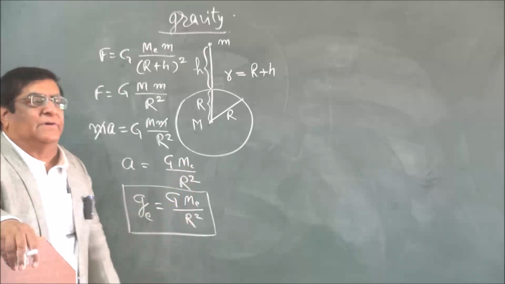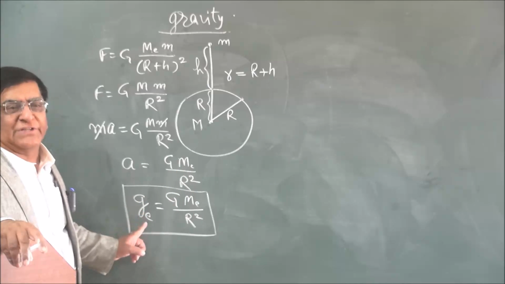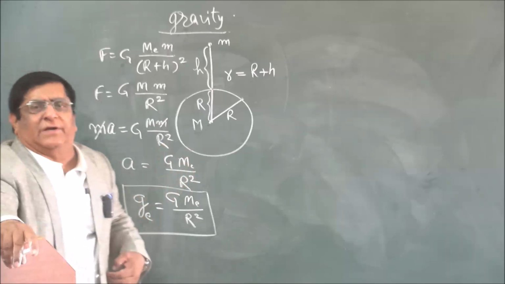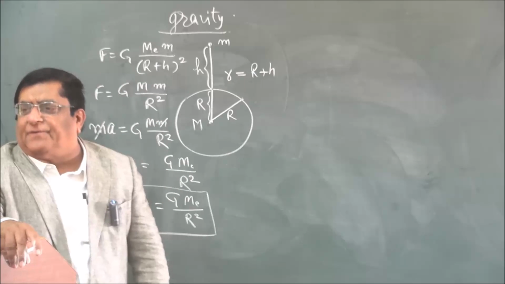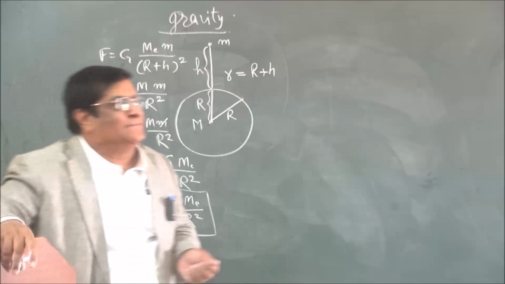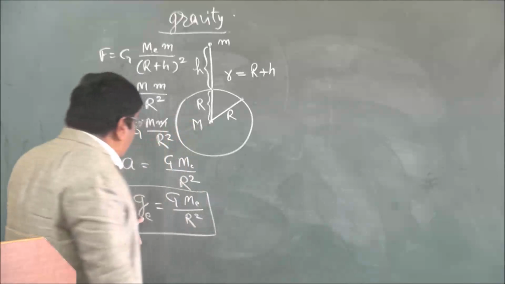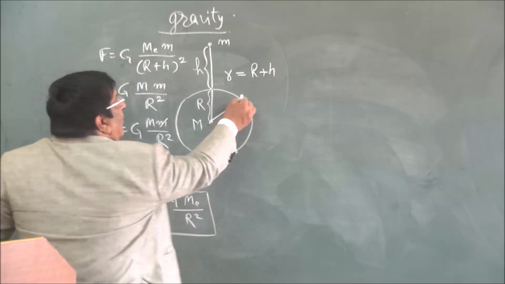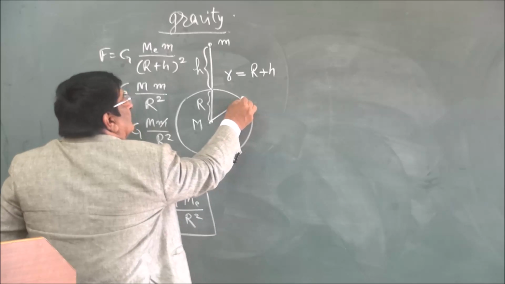So this is the difference between the two. They are entirely different quantities. Small g changes from location to location. Capital G never changes. Okay, so these are the differences. If there is a question of difference, you can always tell that. Now this we will always remember, value of acceleration due to gravity on the surface.